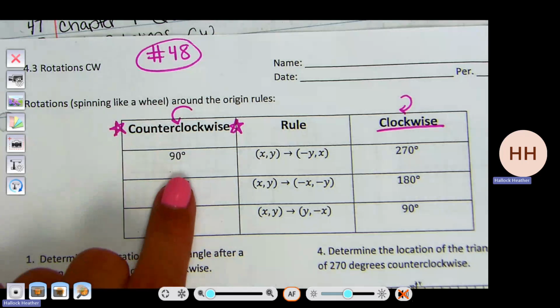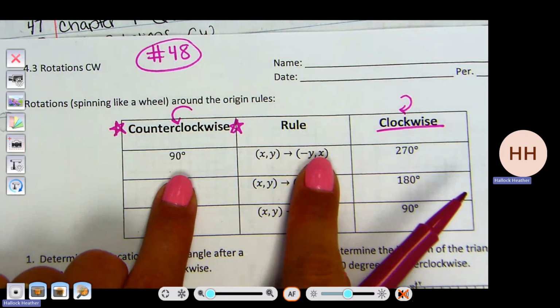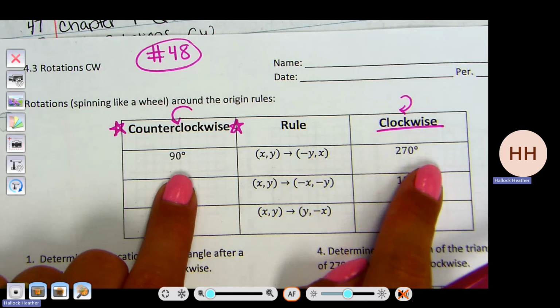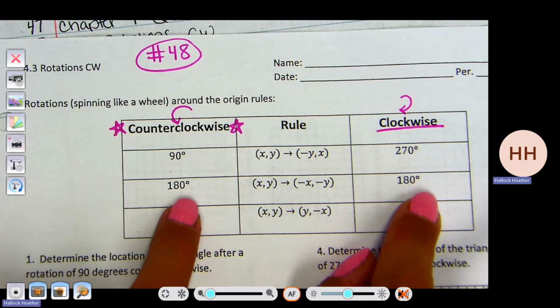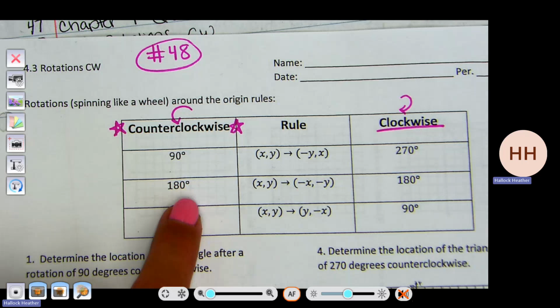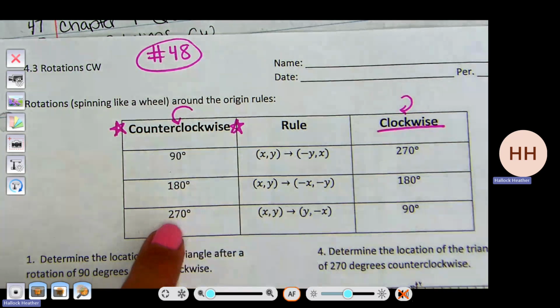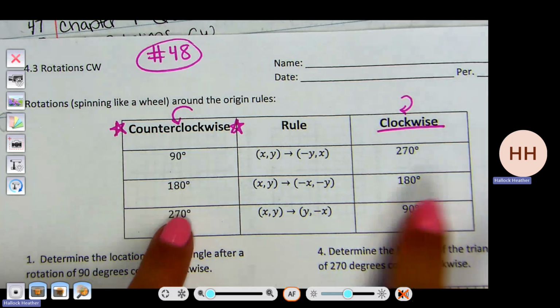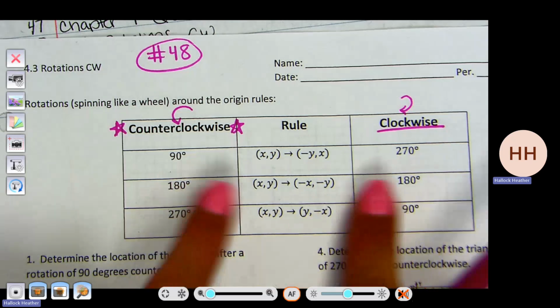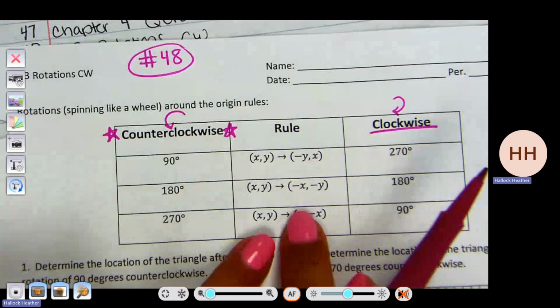So your rule for 90 degrees, that's moving one quadrant to the left. It is the same if you go 3 the opposite way to the right. 180 doesn't matter. 180 is moving 2 quadrants, so 90 and 90. And then if you move 270 counterclockwise, that's moving 3 quadrants to the left, which is basically almost a full circle. That's the same as going 90 degrees clockwise. So the rules repeat themselves. So you'll have to look at this little chart and see which rule you're using because they overlap itself.